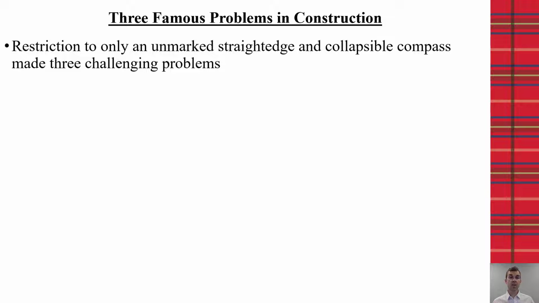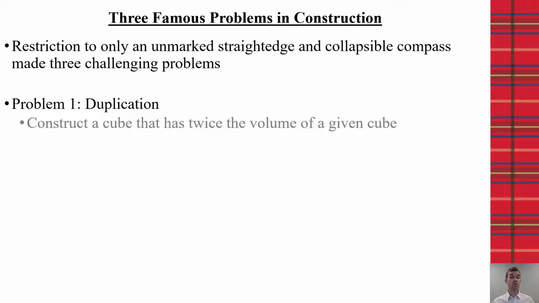So when we think about the three famous problems, we have to remember again that we're restricted to an unmarked straight edge and a collapsible compass. And because of those two key components, there were certain things that could not be done. One of those was the duplication of a cube. This means trying to construct a cube that has twice the volume of a given cube.